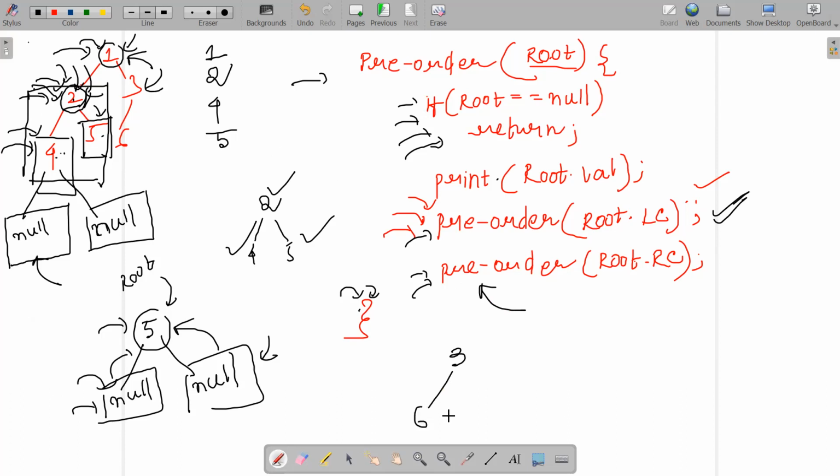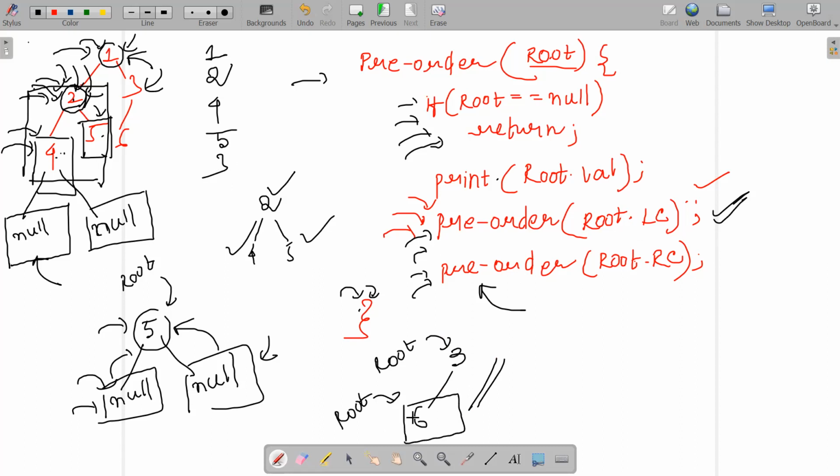3 and its left child 6. Then what would happen from here? Right now the recursive call is standing at 3. Root is not null. So you would be first visiting 3, printing the value. Then I would be saying call pre-order on 6, call to perform the pre-order that is starting off from the subtree of 6.